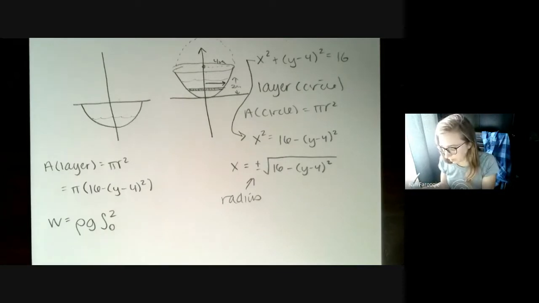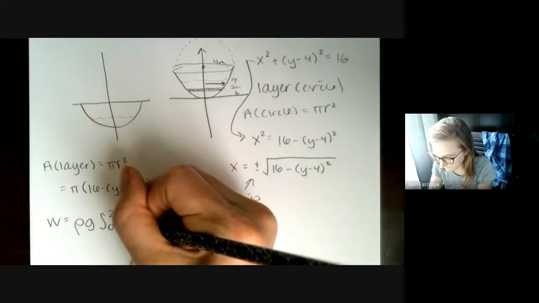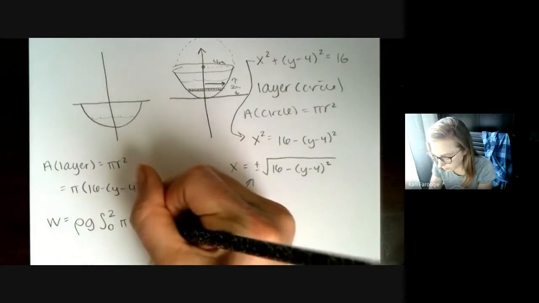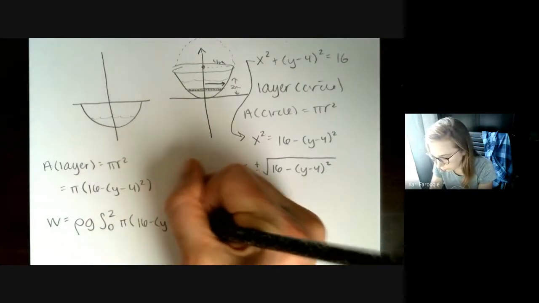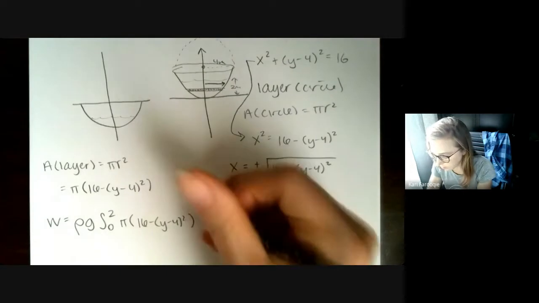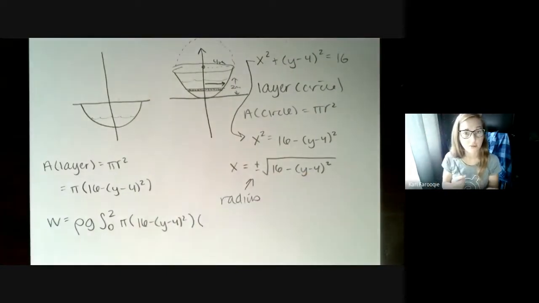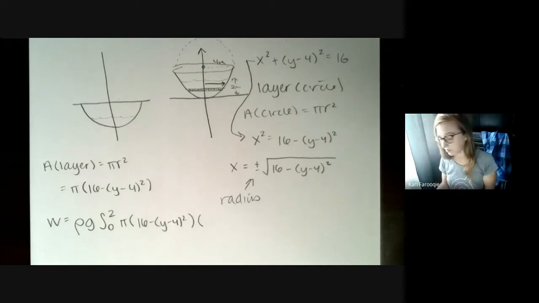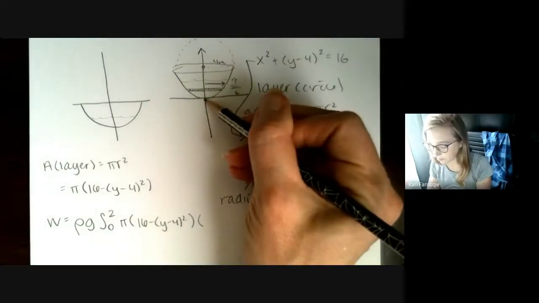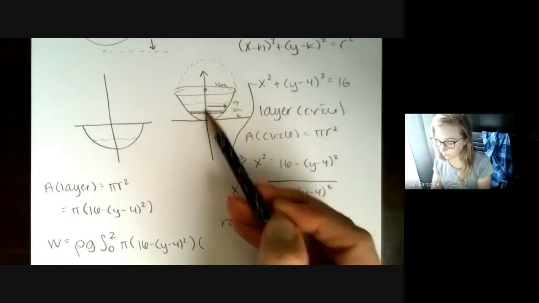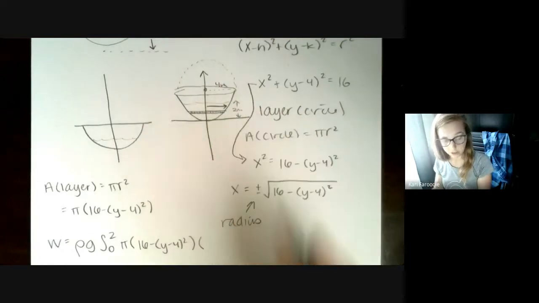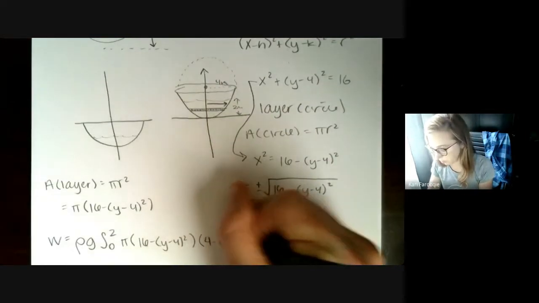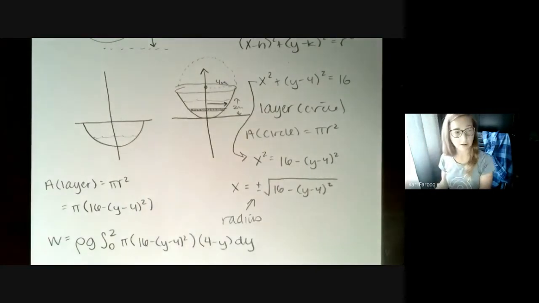And then we're looking at taking our area function and multiplying by h minus y. So I'm going to take pi times 16 minus (y minus 4) quantity squared. And then h minus y is going to be the height at which the water is being pumped out from the bottom of the tank. And for us, that is going to be 4 meters above the bottom of the tank. So I'm going to say 4 minus y dy.